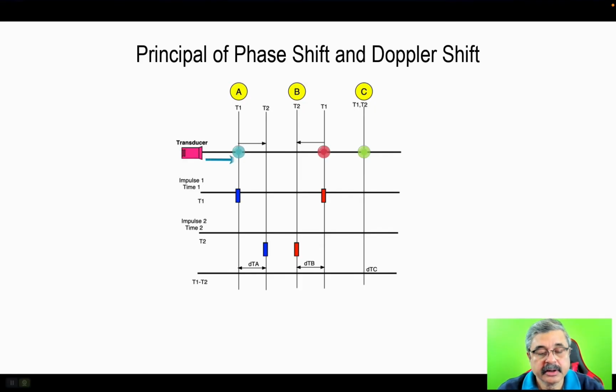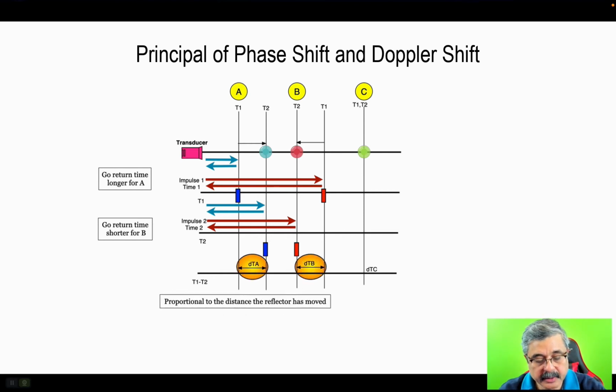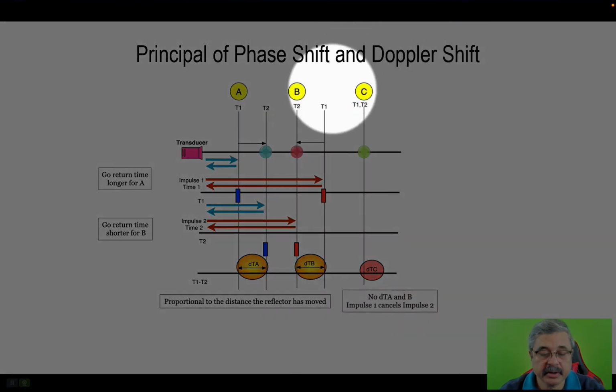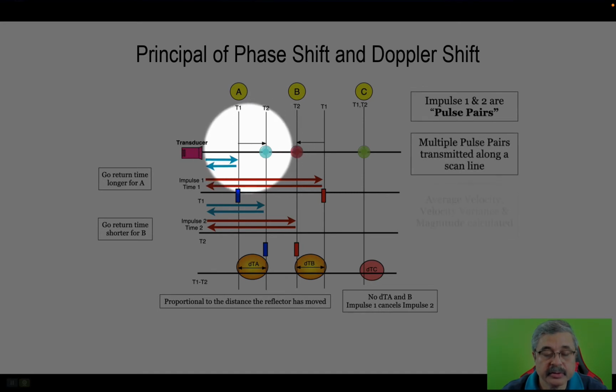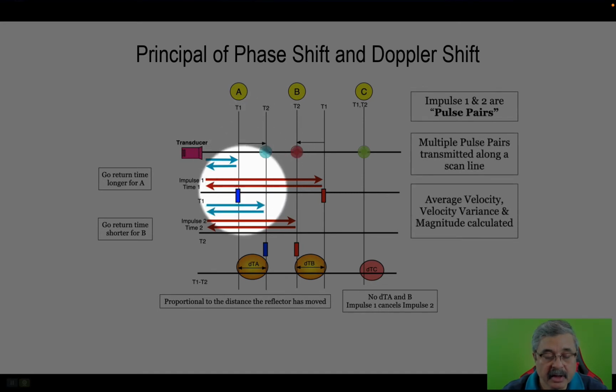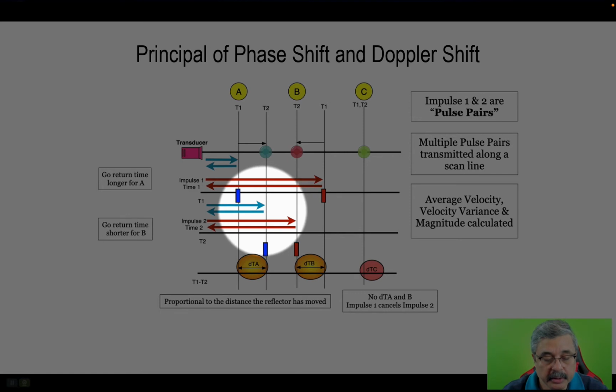So let's look at this in greater detail. As this animation is happening, you can see that RBC A is moving from location T1 to T2, and look, RBC B is moving from location T1 to T2 also. Now, if you look at it a little more closely and ignore the animation, you see that the go-return time for RBC A from position 1 to position 2 is longer, whereas the go-return time for RBC B from position 2 to T1 is shorter.